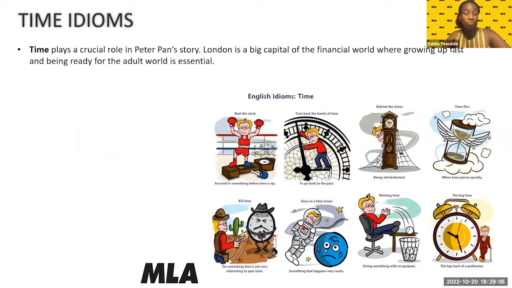Right, and this really ties in with time idioms. Time plays a crucial role in Peter Pan's story. London's a big capital of the financial world. We're growing up fast and being ready for the adult world is essential.